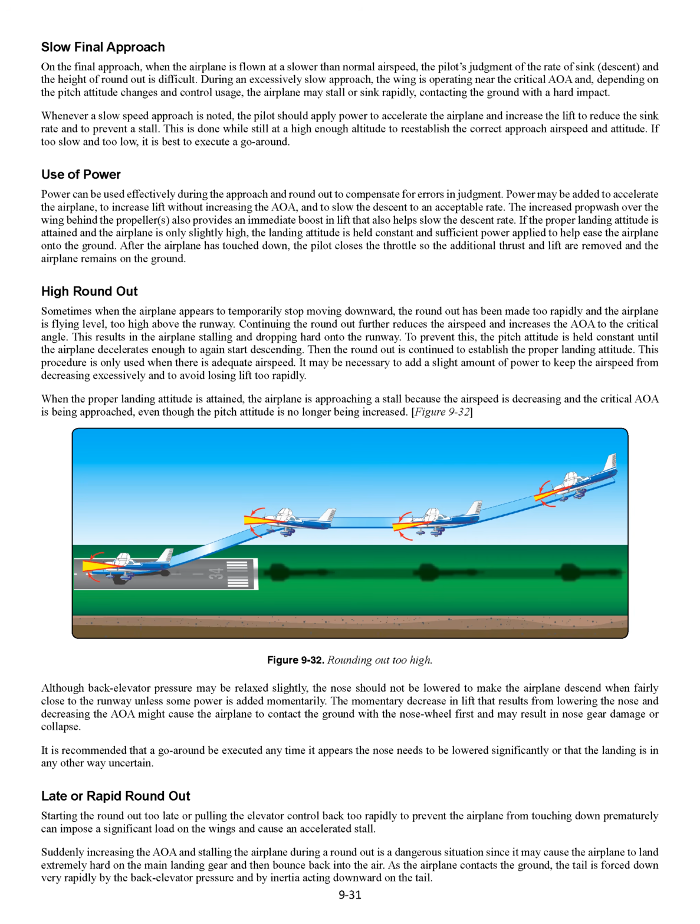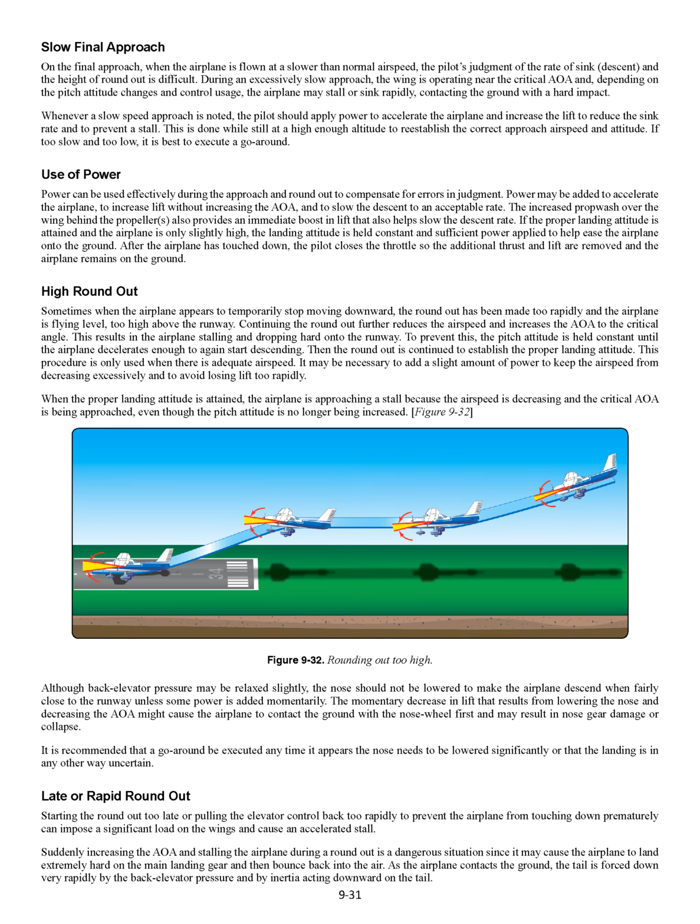Slow final approach. On the final approach, when the airplane is flown at a slower than normal airspeed, the pilot's judgment of the rate of sink, descent, and the height of round out is difficult. During an excessively slow approach, the wing is operating near the critical AOA and, depending on the pitch attitude changes and control usage, the airplane may stall or sink rapidly, contacting the ground with a hard impact.